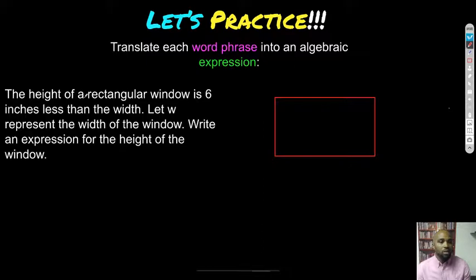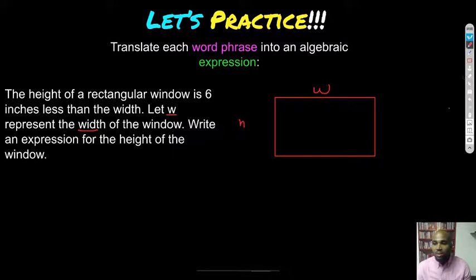And it says the height of the rectangular window is 6 inches less than the width. So this height right here, we're going to call this up and down part of our height just to make sure it's clear. This height is 6 inches less than the width. So whatever the width is, let's call this the width, W. Let W represent the width.